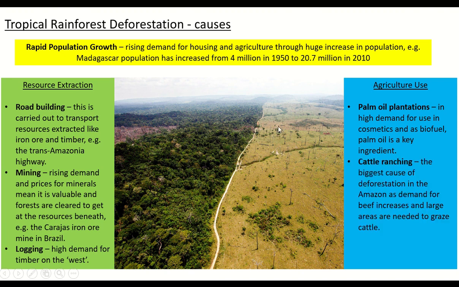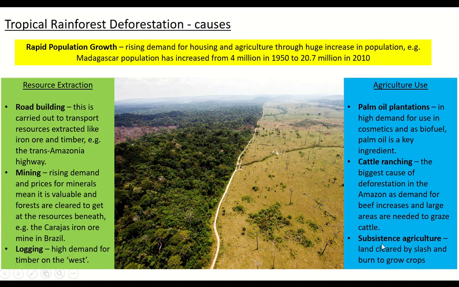Cattle ranching is another one. Beef. The world wants burgers, and so because we want beef, we need land to rear the species. And beef cattle don't like grazing through woodland. They like grass, and so you clear the woodland to create grassland. And again, that reduces the amount of woodland that's there.